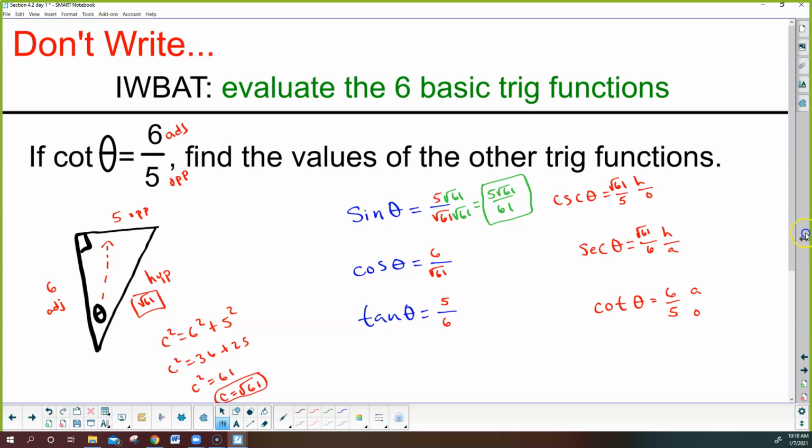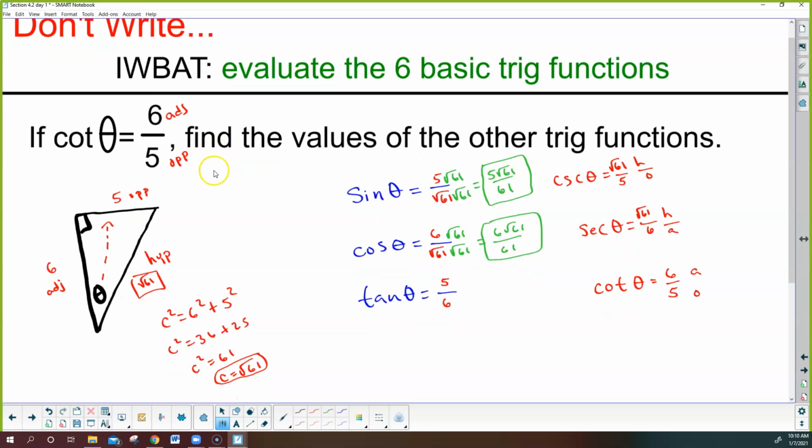So hopefully you remember rationalizing the denominators in geometry, and we did that a little bit in Algebra 2 as well. But it's a pretty quick process. So look at what we did. Given one ratio, in this case it was cotangent, we knew the adjacent and the opposite, so I drew my picture. I found the missing hypotenuse side, and then I was able to set up all other trig functions.